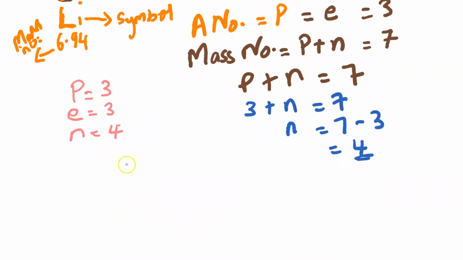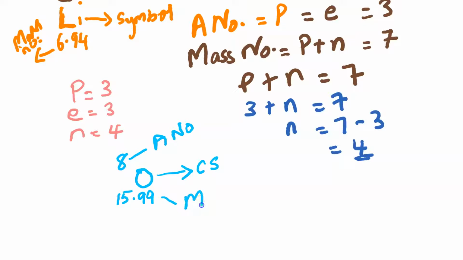So let's write oxygen: 8 and 15.99. So what is this chemical symbol? It has got only one letter. That is the chemical symbol. This is the atomic number and this is the mass number.